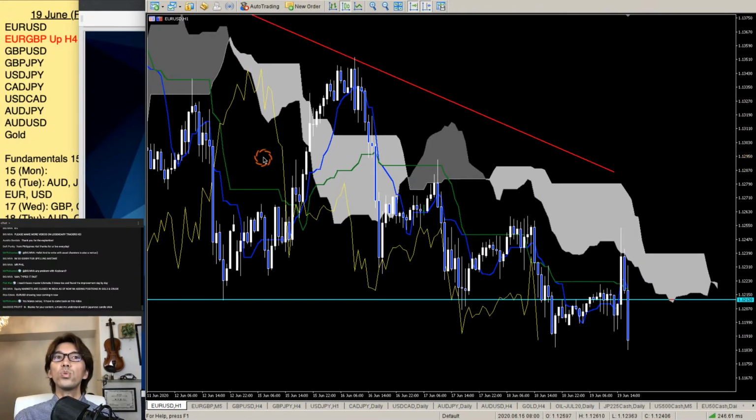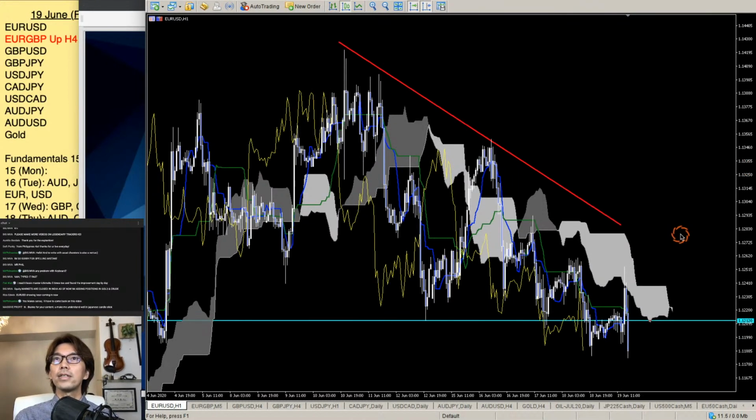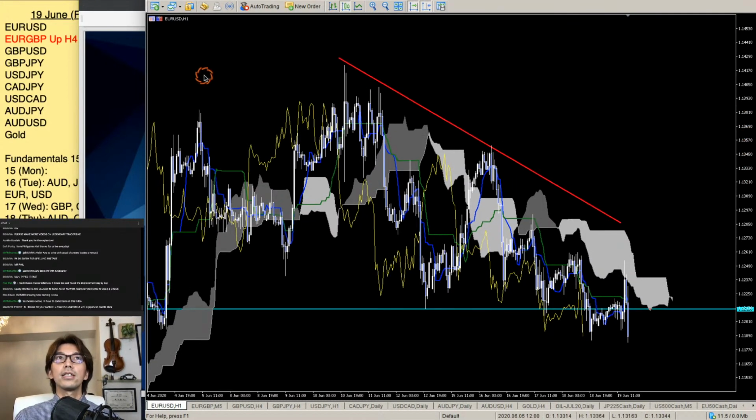Euro USD is breaking this triangle downwards now. I was looking at the triangle of this market. This is the 1 hour chart, and it looks like it is breaking downwards. So my view is downwards this way.